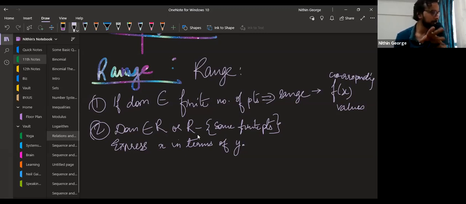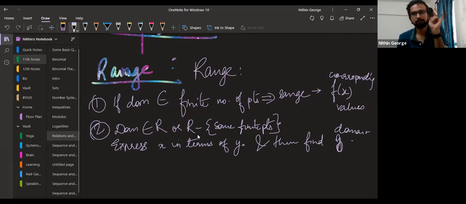All right. Now here, once you do this, find y for x to be defined. Okay, x in terms of y, and then find y, or find domain of inverse. Now that you know what inverse is, right? Find domain of the inverse.